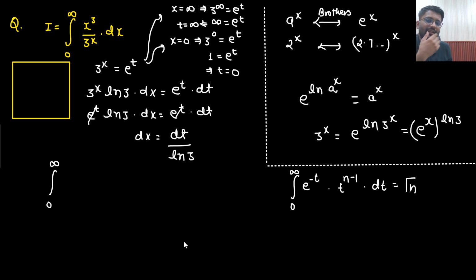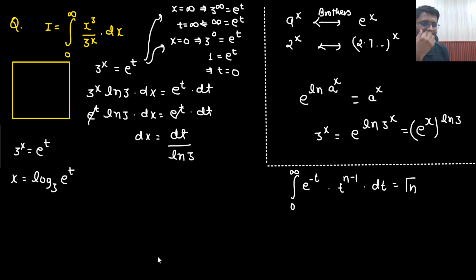Now I need to replace x to the power 3. So let's replace it. If 3 to the power x is e to the power t, then if this 3 goes to this side, x will be nothing but log base 3 of e to the power t. Say yes or no. Can I write it in this manner? Absolutely, sir. Is this correct? If this 3 goes here, this will become log base 3 of e to the power t. I hope you know this much.